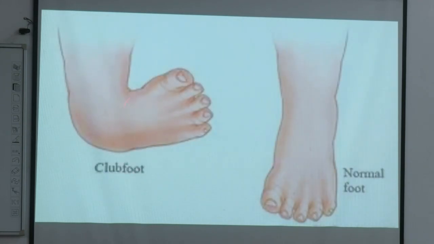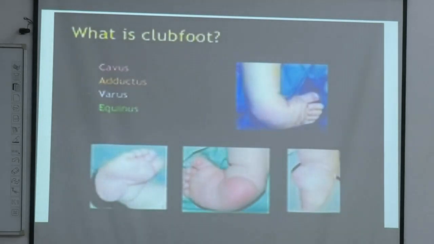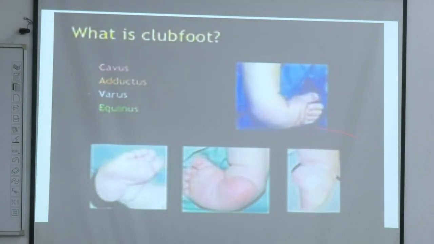Next is the claw foot. This is the picture of claw foot. This is the normal foot, this is claw foot. Forefoot is inverted. Claw foot has these four components.